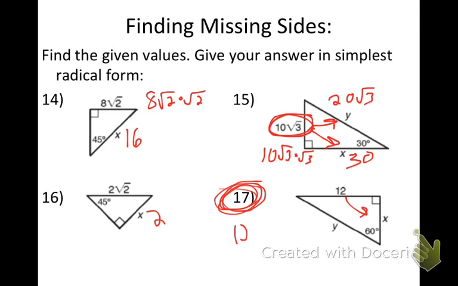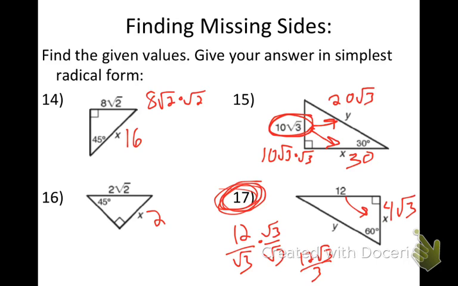Yep. So I take 12 divided by the square root of 3. However, we don't want radicals in the denominator, right? So I multiply by the square root of 3 over the square root of 3, which really gets me 12 square root of 3 over 3, not 2. And 12 divided by 3 is 4. So I get 4 square root of 3.